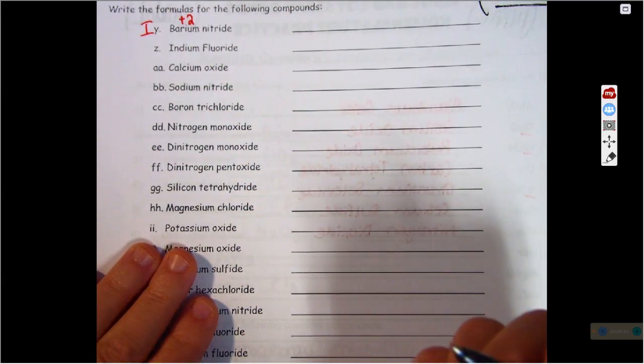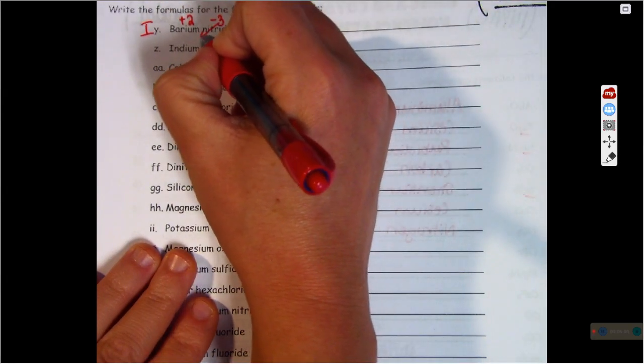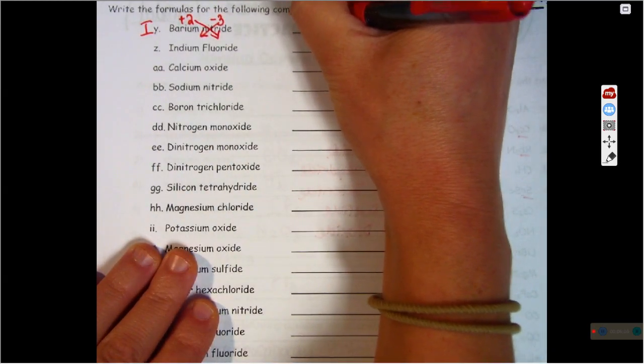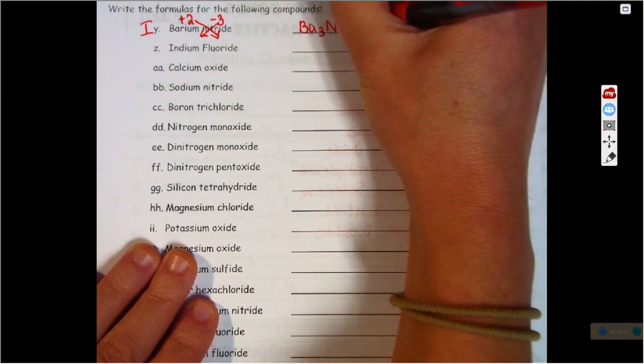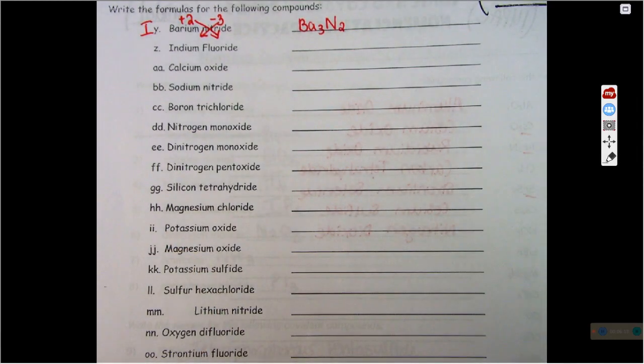Nitrogen is in group 15 and has a negative 3 charge. Now remember, in order to get full credit, you must draw your arrows. So when I swap them and drop them down to the subscript, barium gets the 3 from nitrogen, nitrogen gets the 2 from barium. All right, we have indium fluoride.